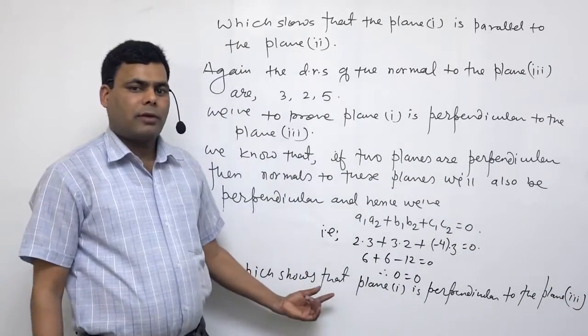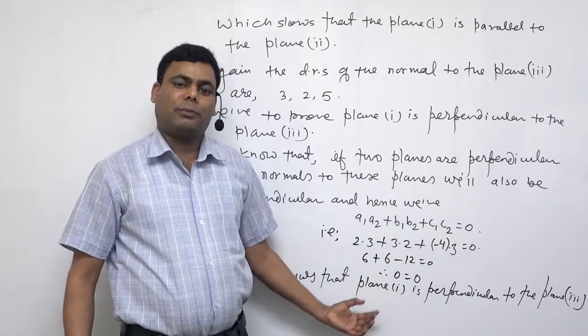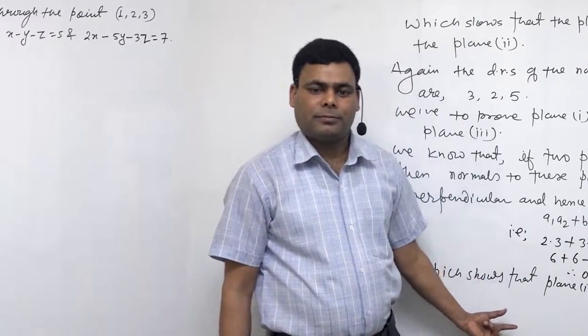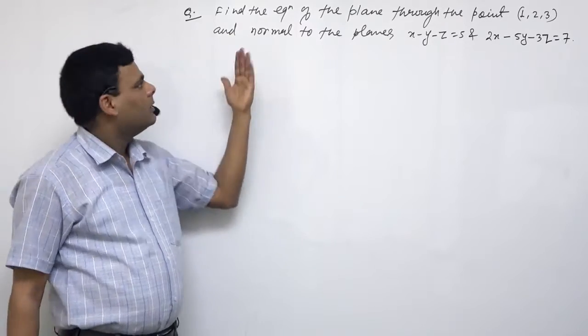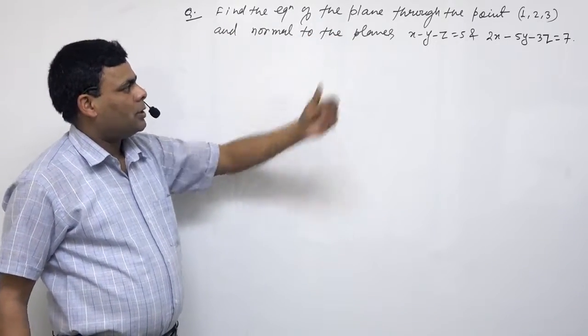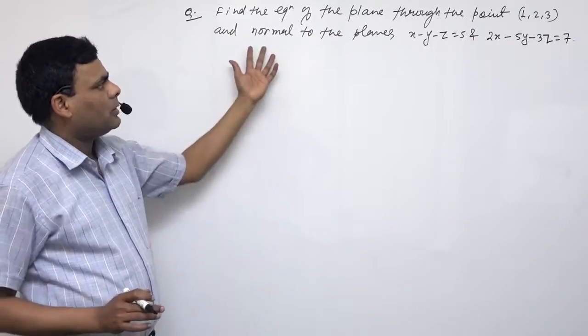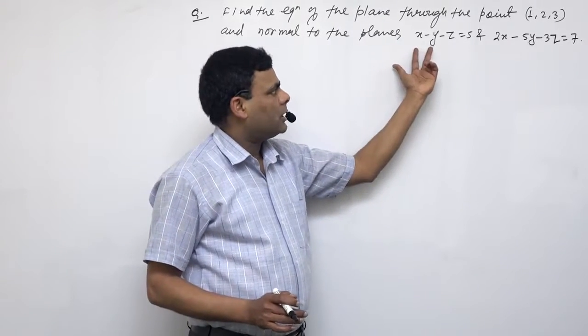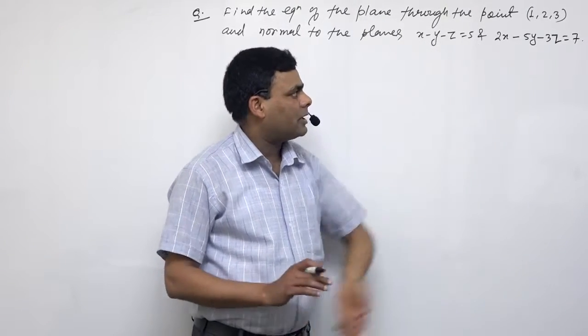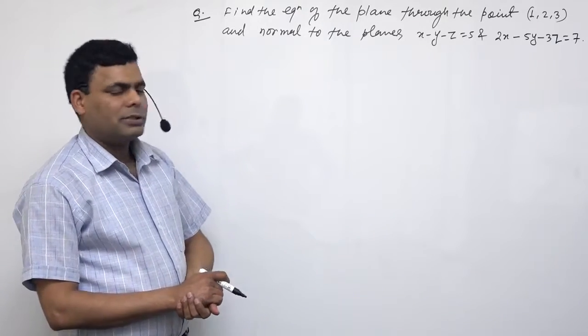In this way, we have shown that the plane 1 is perpendicular to the plane 3. Now we have another question. Find the equation of the plane through the point (1, 2, 3) and normal to the planes x minus y minus z equals 5 and 2x minus 5y minus 3z equals 7.